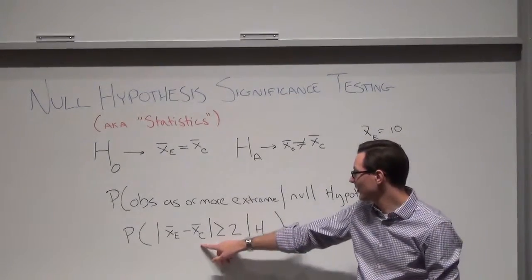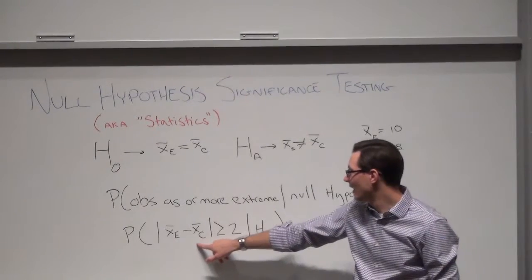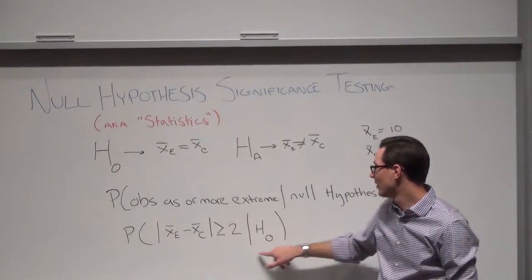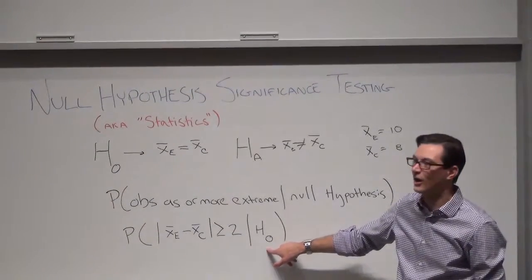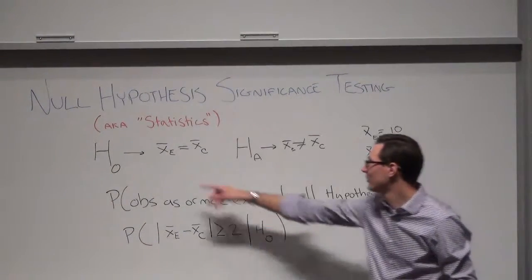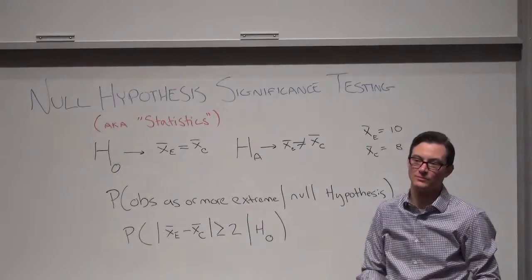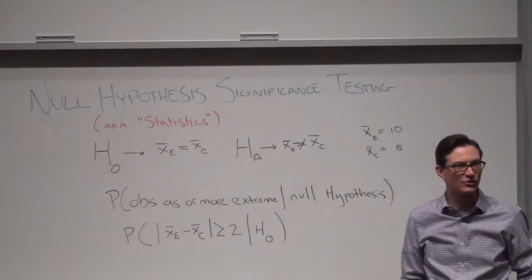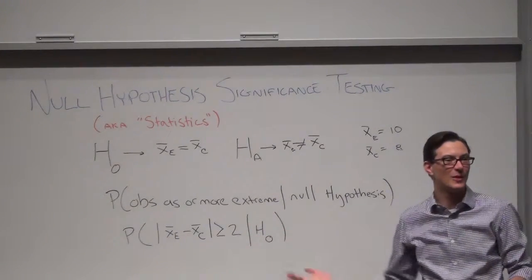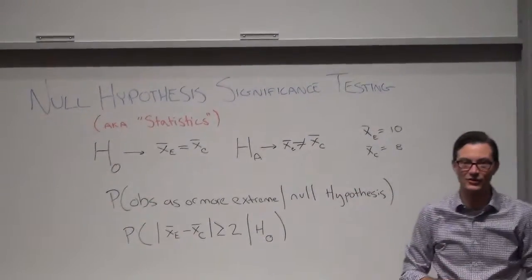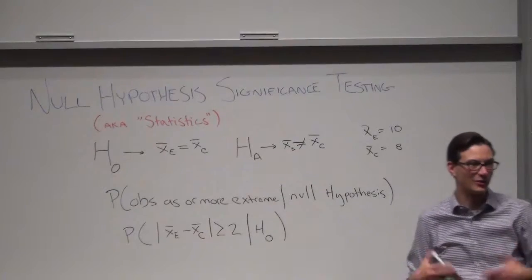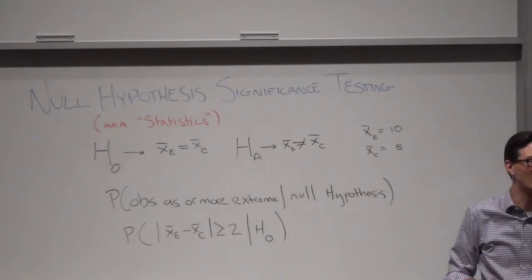So what's the probability of getting an effect this big or bigger under the null hypothesis that in truth, these two populations are identical? Does that make sense? Anyone have any questions about this definition? I'm playing a little fast and loose with the notation, but we're going to get that tightened up in a little bit when we start talking about the true population versus the sample.